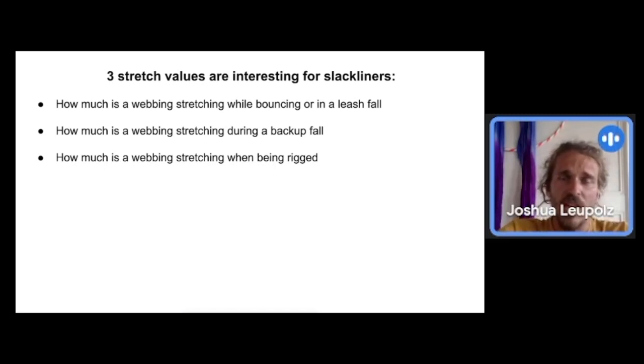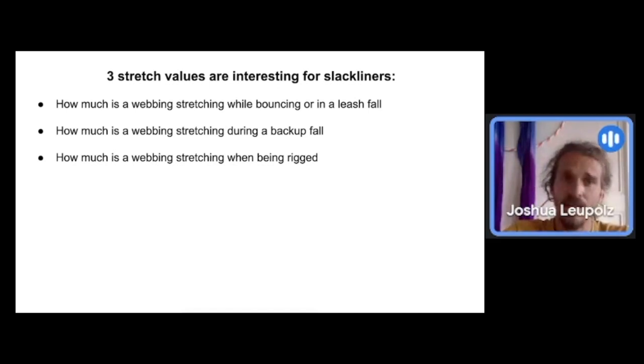So the first value which I would like to have and which I would like to see is how much a webbing is stretching while bouncing or in a leash fall. So exactly what I've been talking about. You have a base tension of 2 to 2.5 kilonewton, loading within 3 seconds. So going up to 4 or 5 kilonewton within 1.5 seconds and dropping back down again to 2.5 kilonewton in 1.5 seconds, and then measuring this extension. And if you get this extension, you actually understand how the webbing is behaving while bouncing or in a leash fall. So just having it happen relatively fast.